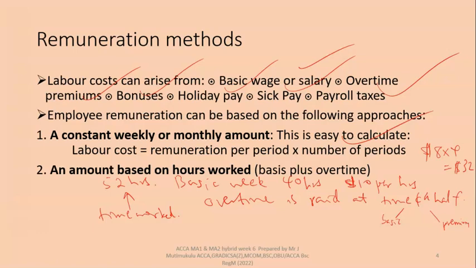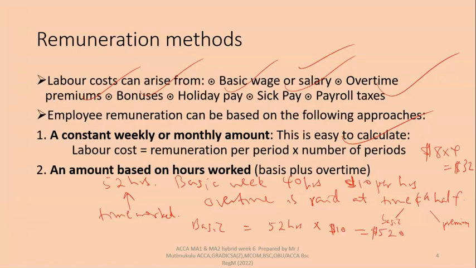So if you work for 52 hours, then your basic pay would be the total hours worked, which is 52 hours, multiplied by $10, which is the basic hour rate, the normal hour rate. So you're going to be given 520 basic wage.